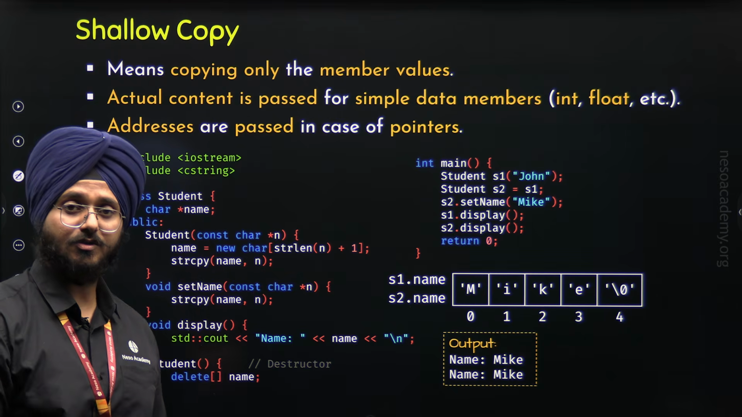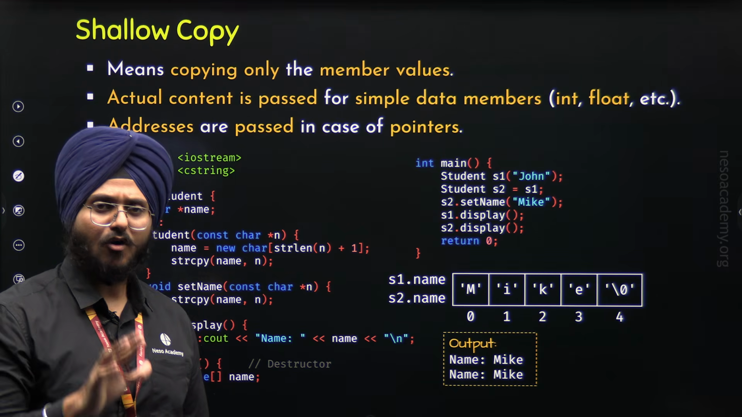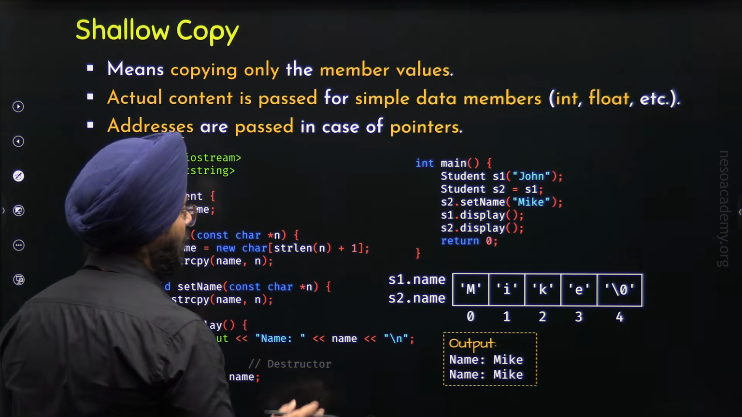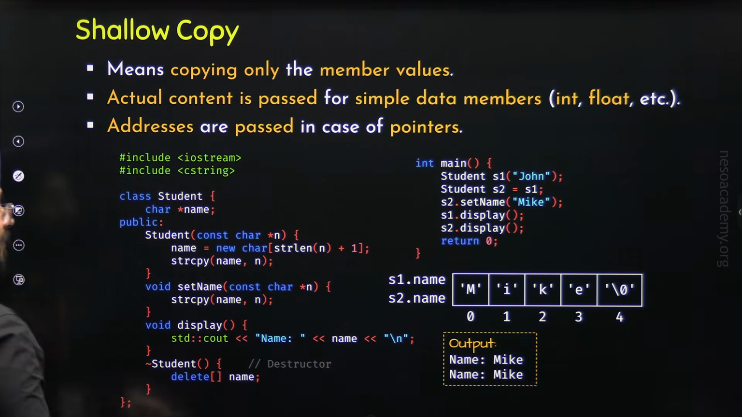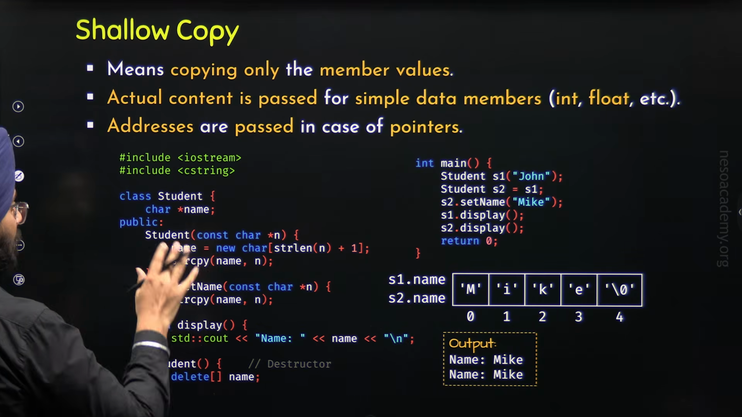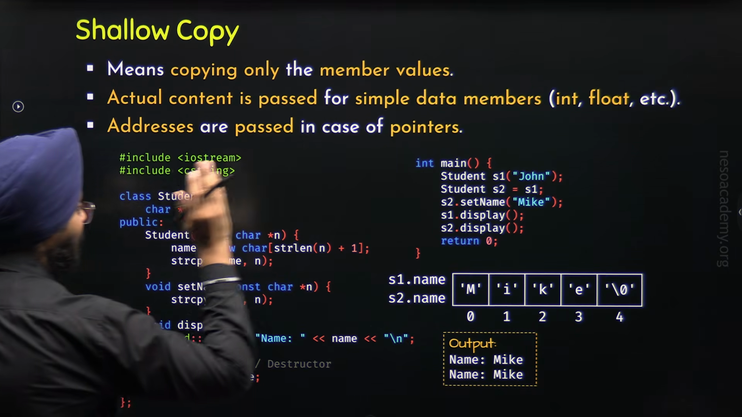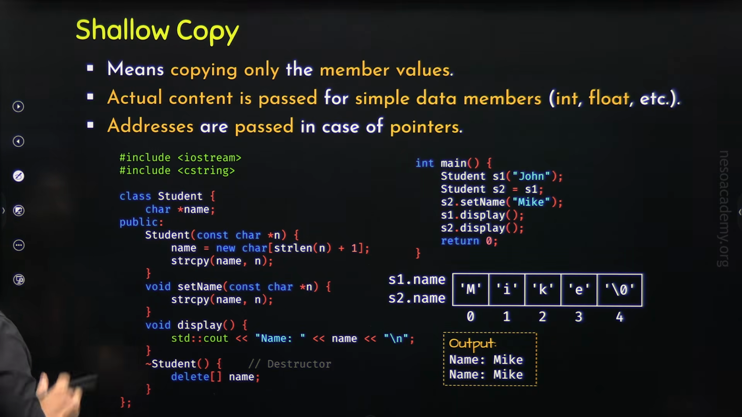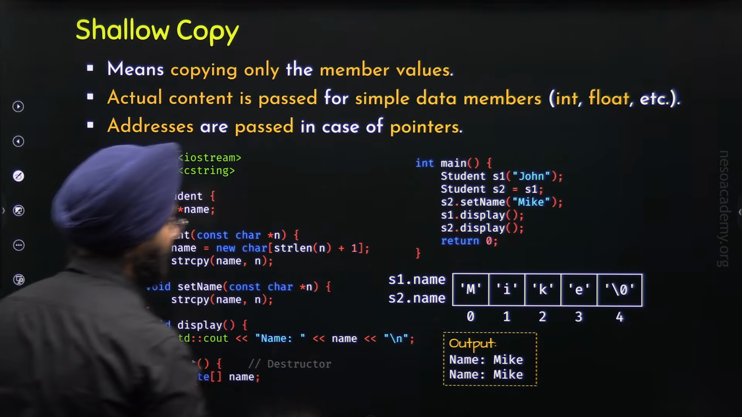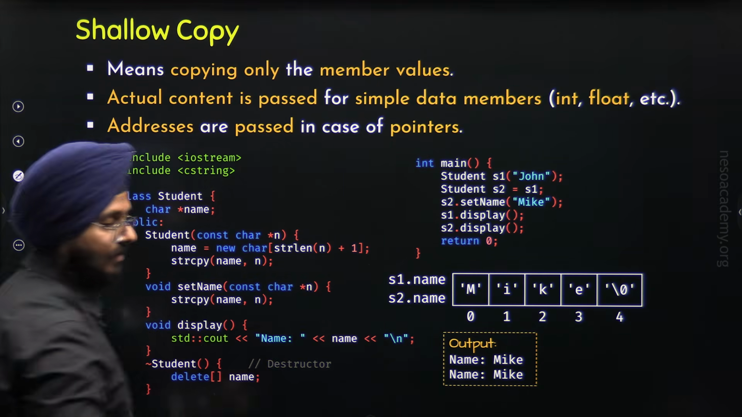We will learn about destructors later in detail. For now, understand that this destructor will be called via both the objects S1 and S2. When the program completes its execution, then the destructor will be called on both the objects S1 and S2. When the destructor is called on S2, here we will get S2.name. The delete operator will deallocate this array because S2.name is representing this array.